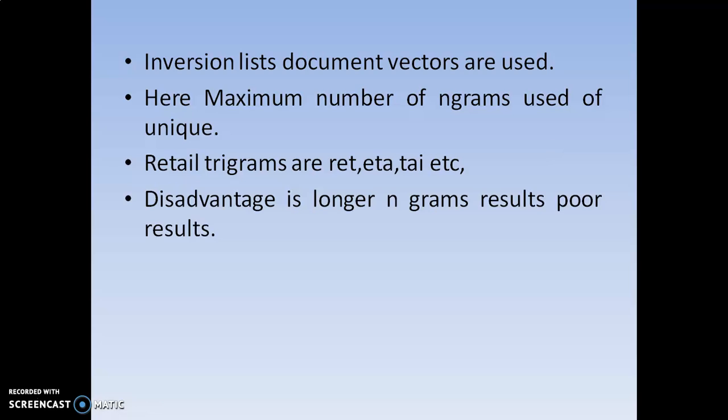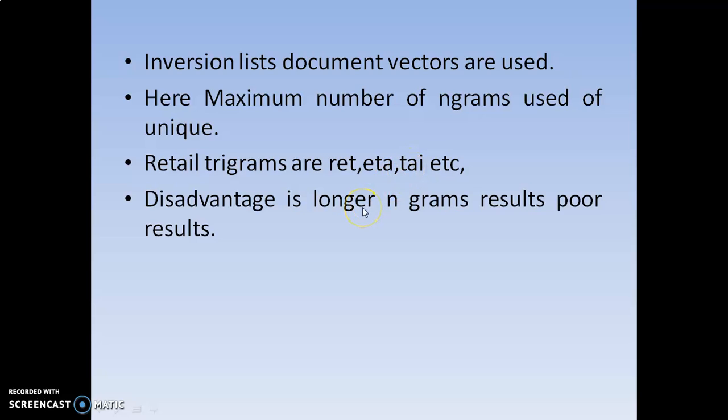So there is a variation between the inversion list structures and the Ngram data structures. In inversion lists, document vectors are used. Here, only the Ngrams are used. For example, the word "retail" gives you the trigrams RET, ETA, TAI, and so on. The entire word can be divided in the form of trigrams.